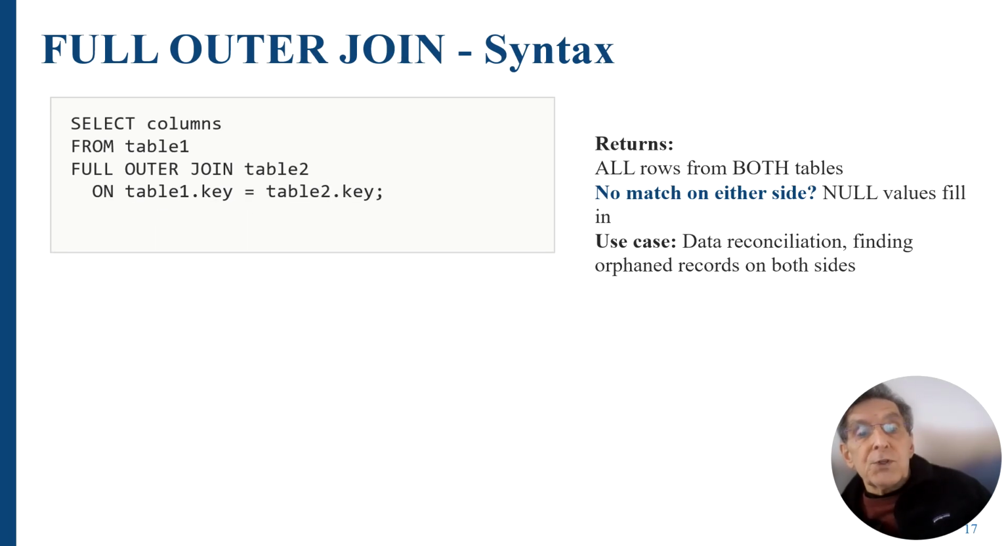Now let's look at the full outer join, the syntax. It returns all rows from both tables. If a row in the left table has no match in the right table, you'll get nulls for the right columns. If a row in the right table has no match in the left table, you get nulls for the left columns. And if there's a match, you'll get data in the columns from both. This is less common than inner or left join, but it is invaluable for data reconciliation purposes. When you need to compare two data sources and find discrepancies on both sides, the full outer join is the tool you need.